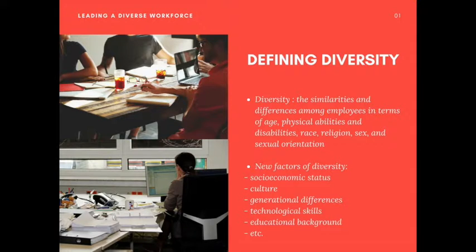First, how do we define diversity in the workplace? Simply put, diversity is defined as the similarities and differences among employees in terms of age, physical abilities and disabilities, race, religion, sex, and sexual orientation. But what does that actually mean when translated into the workplace?